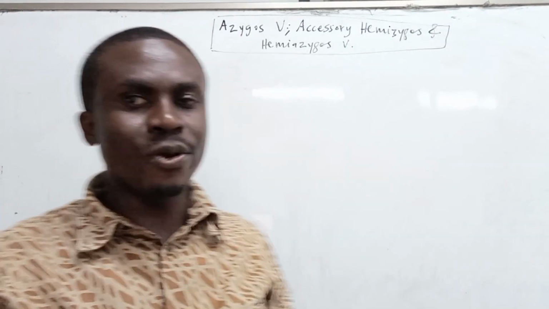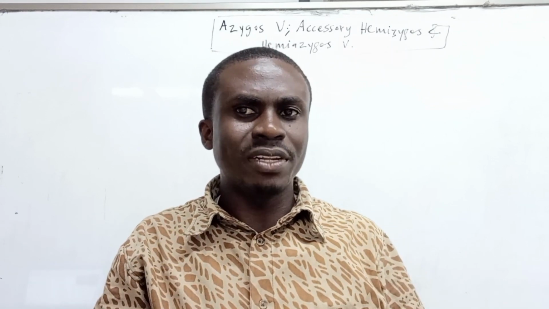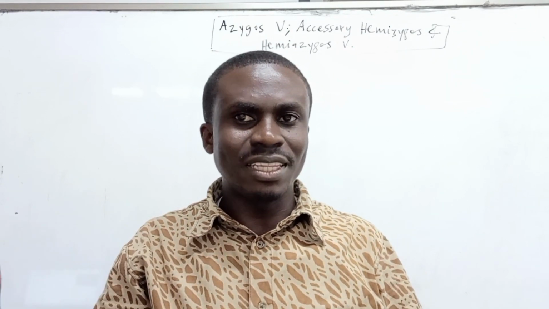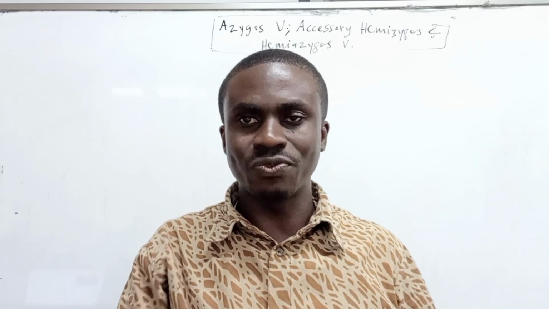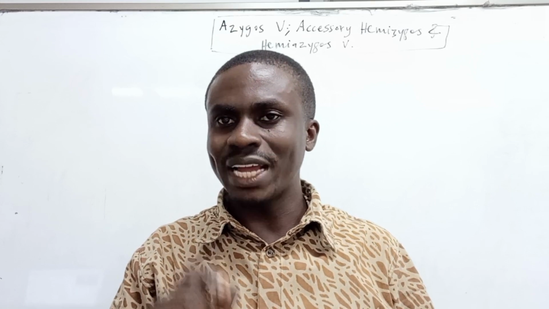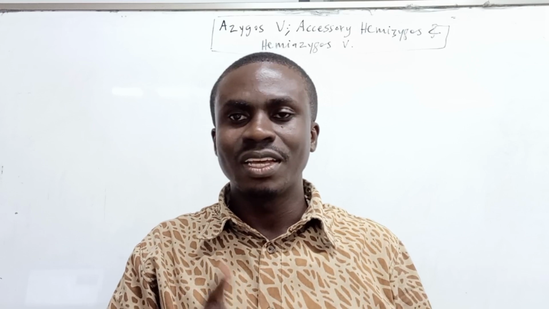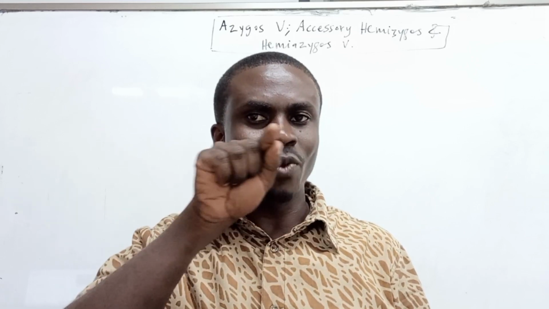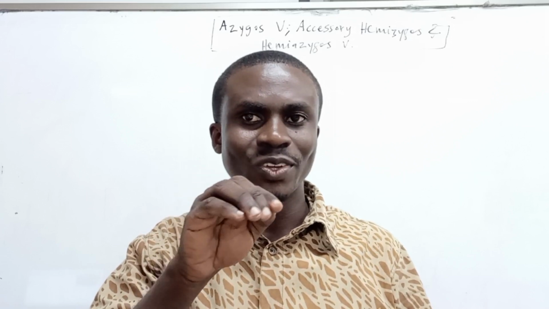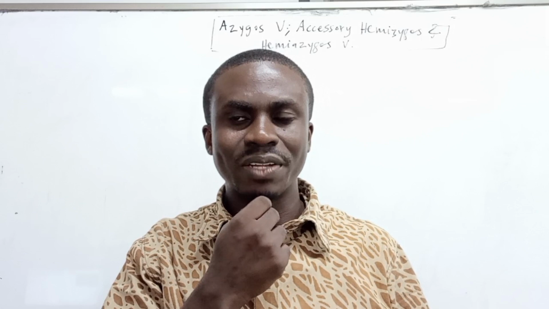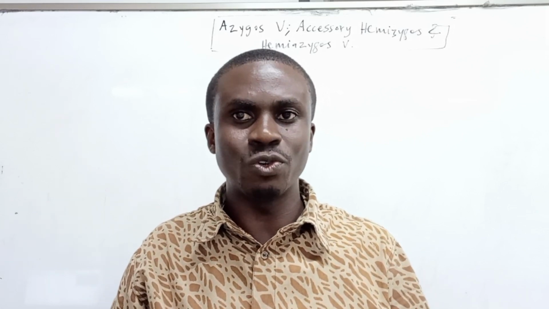Before I go on, the first thing I want you to understand is that the Hemiazygos and the accessory Hemiazygos veins will essentially be draining into what we call the Azygos vein, which we find on the right side overlying the vertebral bodies. Remember that this Azygos vein will also arch at the level of the lower border of the T4 vertebra and drain into the superior vena cava.